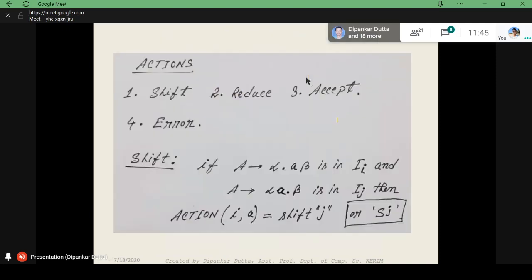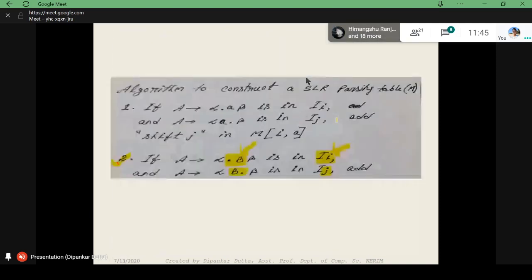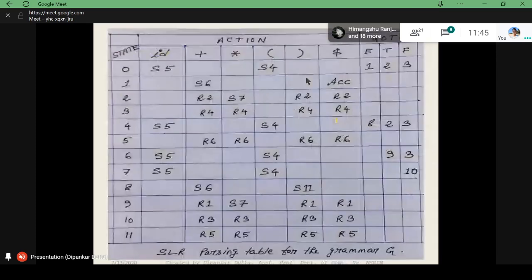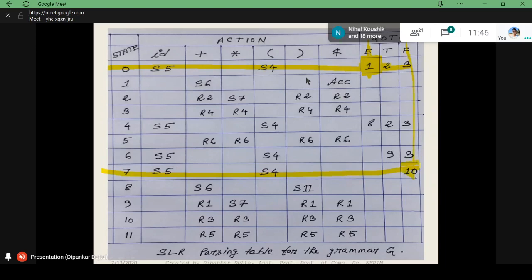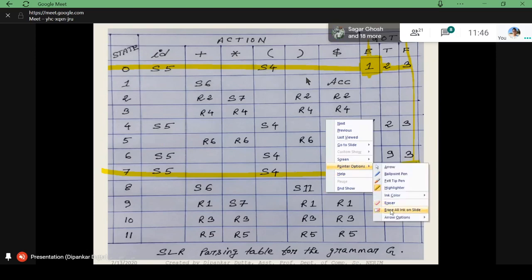So now check the table. See, in I0, if we put capital E as an input, the first example we have written is 1. Similarly, in I7, if capital F is the input, then we have written what? 10. I think it is very easy. If you understand about the shift, then goto is very easy for you.